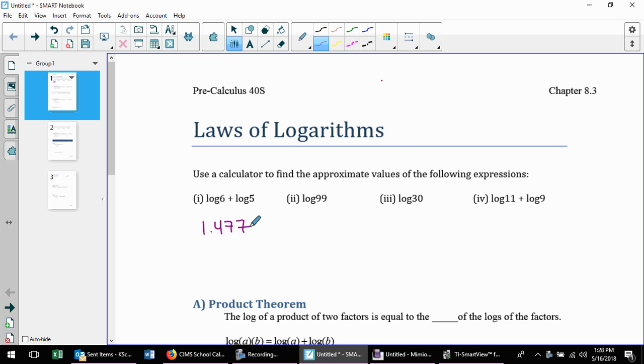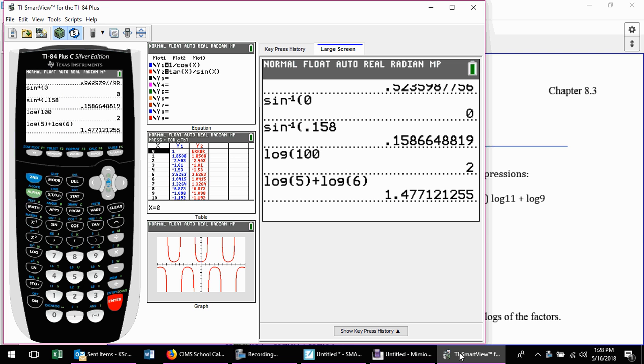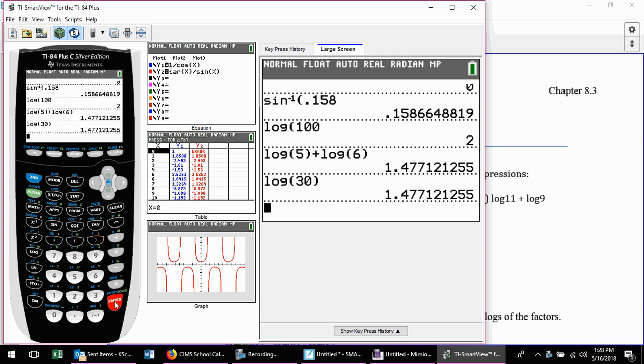Okay, so since you guys are big ruiners of my fun, let's skip right to log 30. So if we put log 30 in the calculator, something like that. Big ruiners.